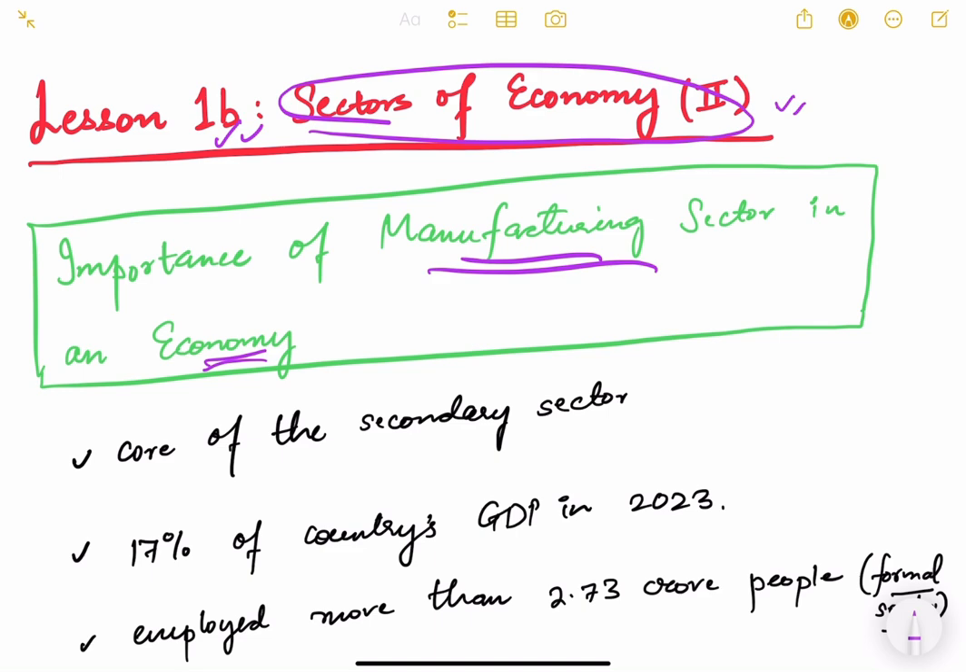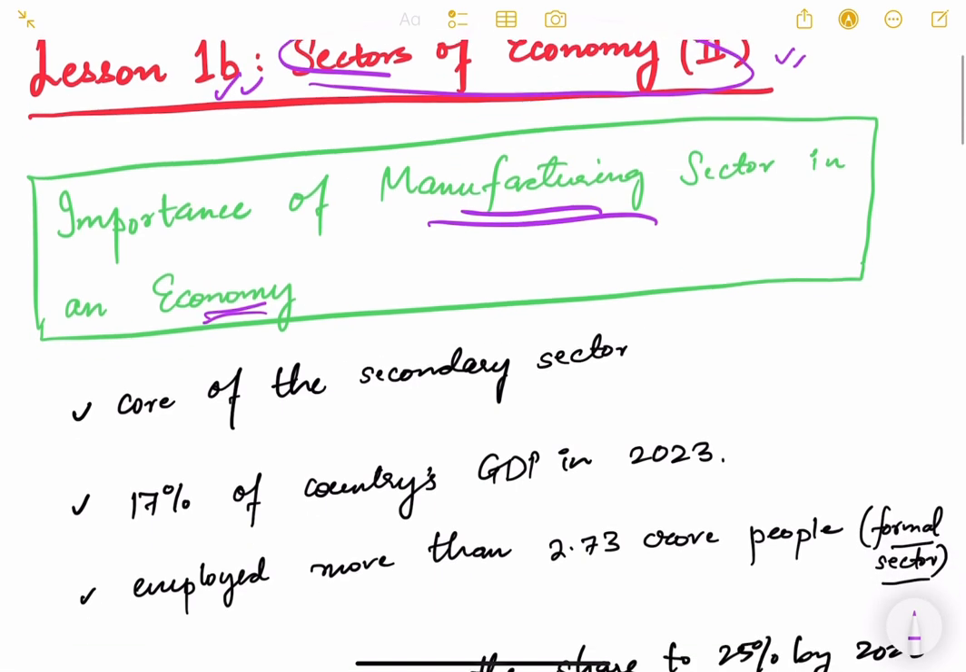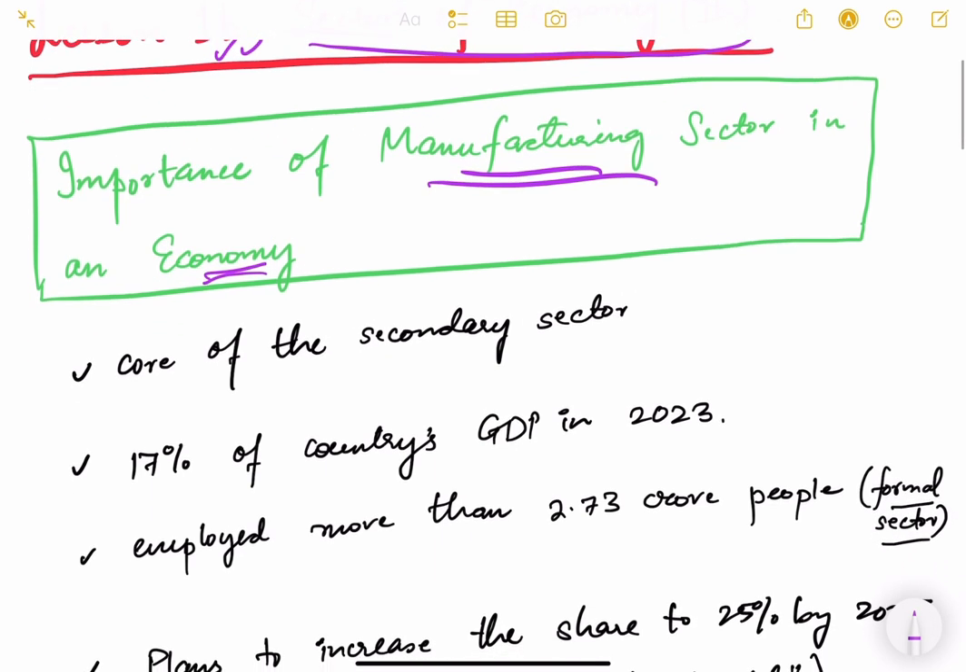So importance of manufacturing sector in an economy, especially in a developing economy like India, is because it forms the core of the secondary sector. Although the secondary sector includes other things also, like construction activity, etc., manufacturing forms the core of that, and it is by far the largest provider of employment in the secondary sector.